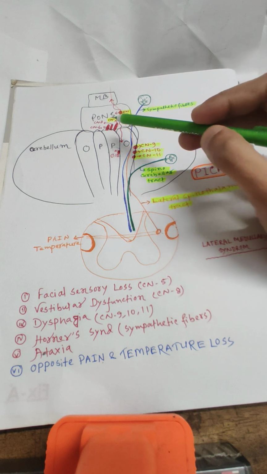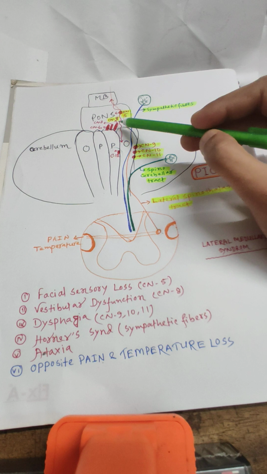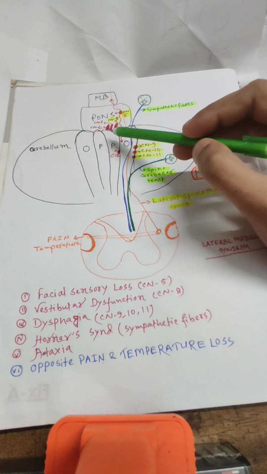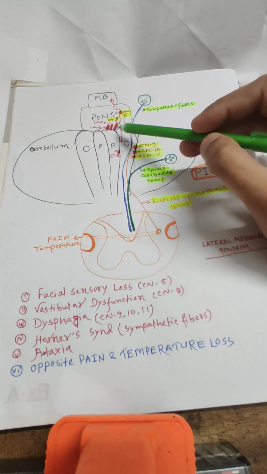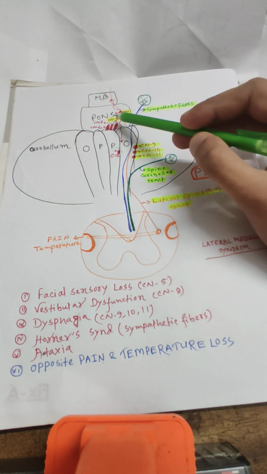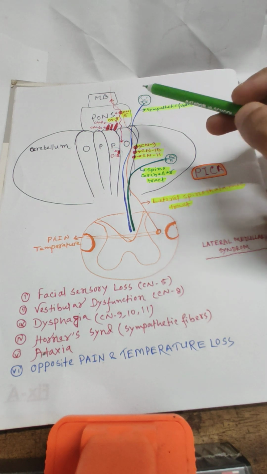Then in the pons, you can see that cranial nerve 6, cranial nerve 7 and cranial nerve 8, these nuclei are present in the ponto-medullary junction, but cranial nerve 8 is situated the most lateral. So cranial nerve 8 will get affected in lateral medullary syndrome.